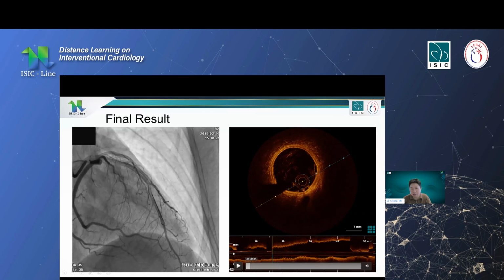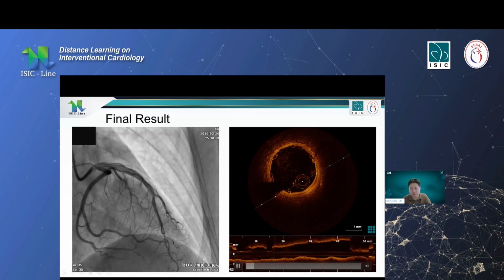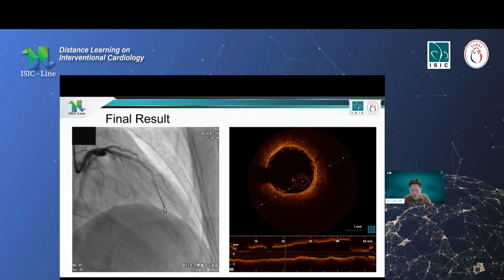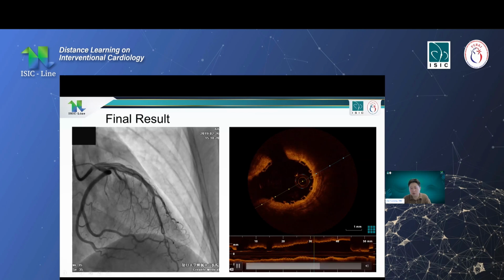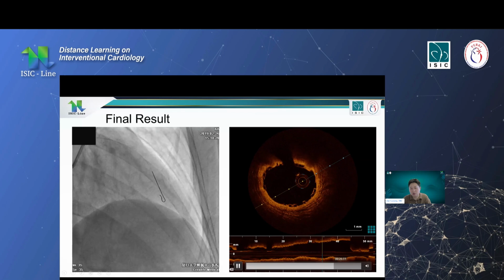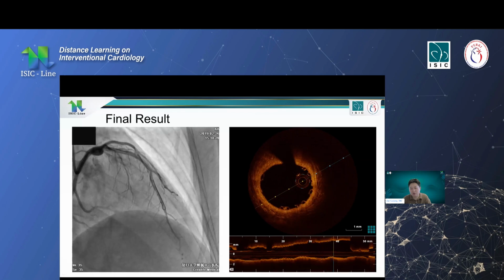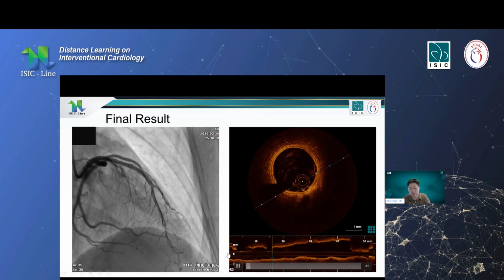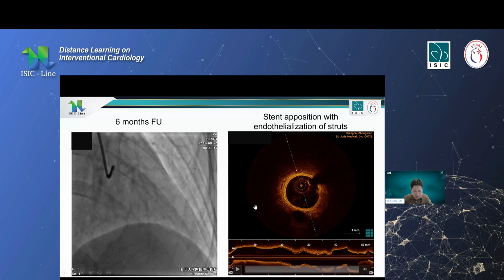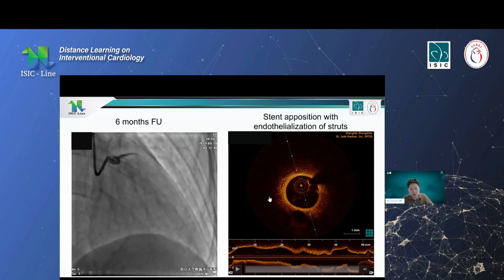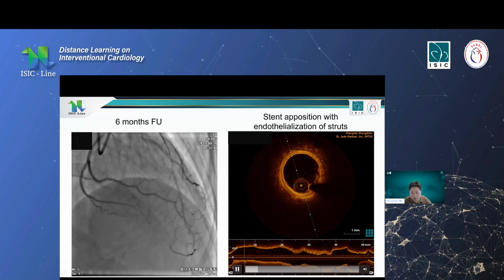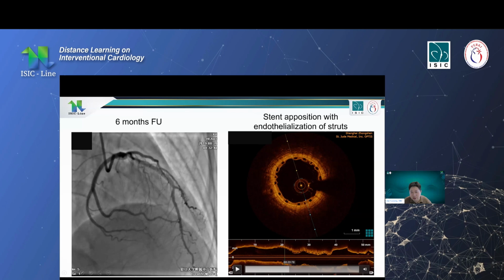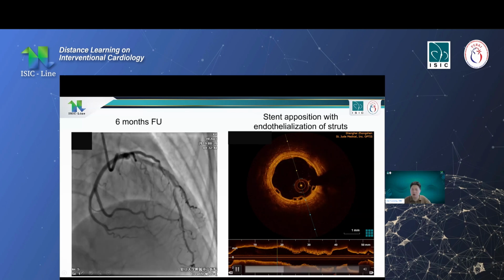No dissection at the margin of the scaffold, and OCT showed good scaffold expansion and apposition. And also no dissection at the proximal margin of the scaffold. You can see the whole thing, and 6 months follow up showed a good apposition with neointimalization of struts, and you can see from here the struts are almost covered by neointima.